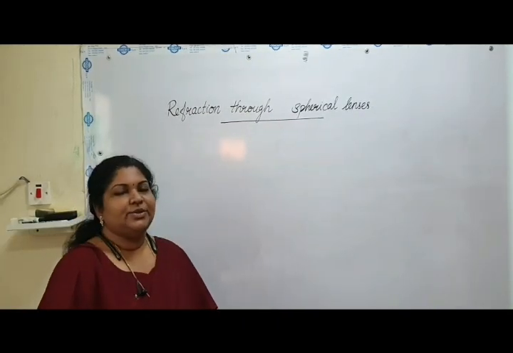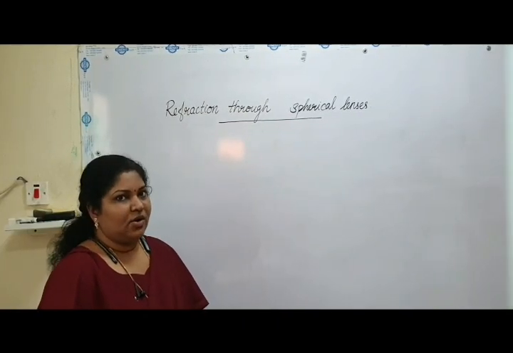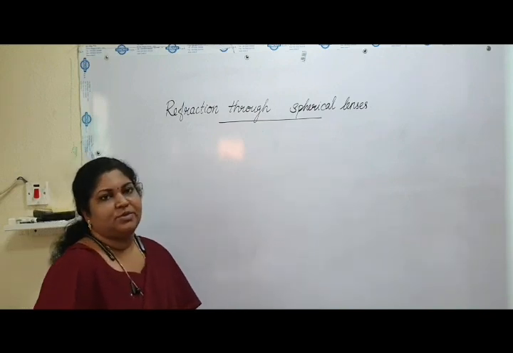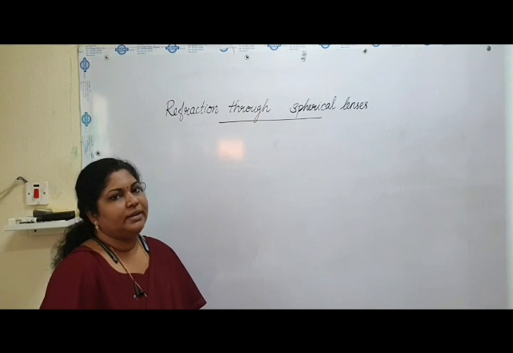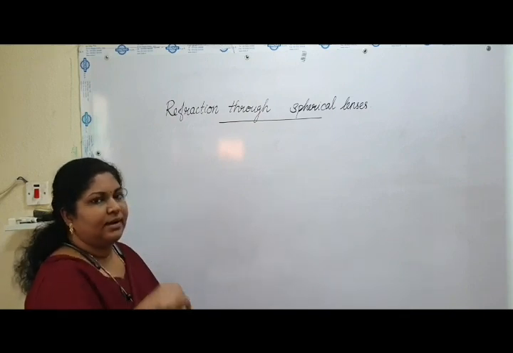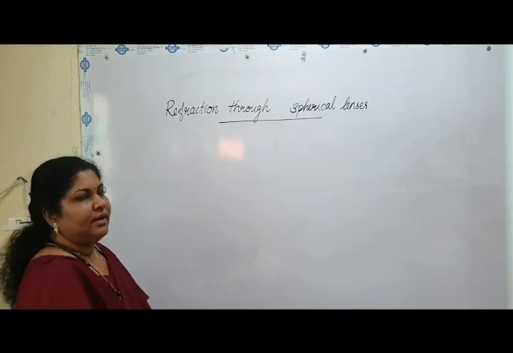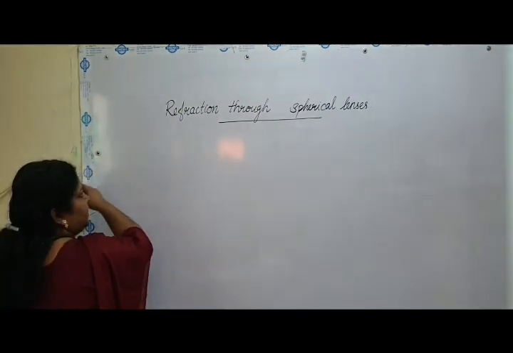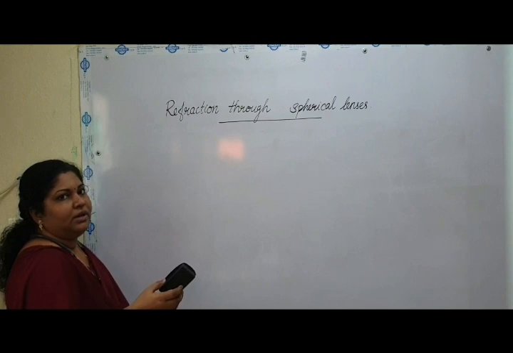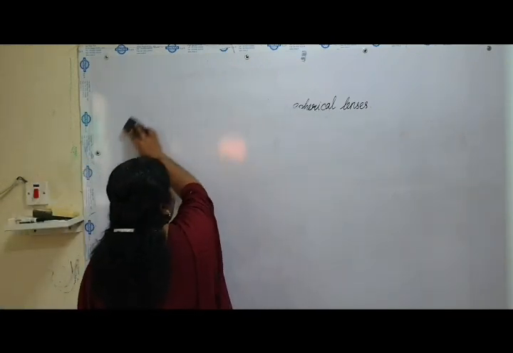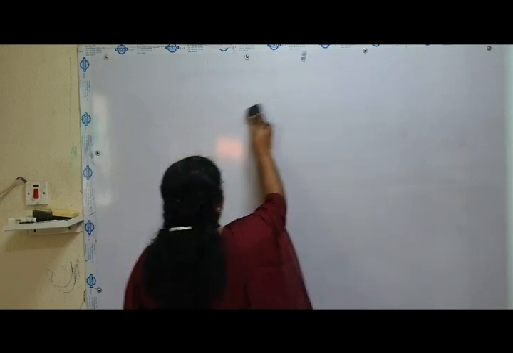Hi, now we are going to see the image formation by convex lens. We have discussed the types of rays which are needed for drawing the ray diagram. Three types we have already discussed. Now we will see how the images are formed in the case of convex lens first, then we will see in the case of concave lens. So image formation by convex lens we are going to see.